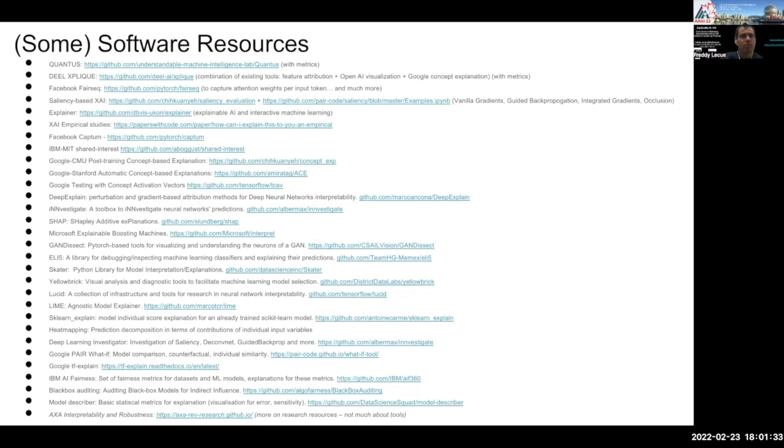And the ones we just described, Quantus and Deal Explic, are tools that you should be considering for evaluating. But now a lot of tools have common interfaces for using most of the tools. So the higher you go on the list, the more integrated they are.